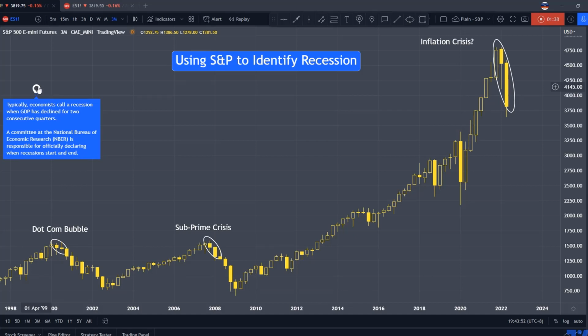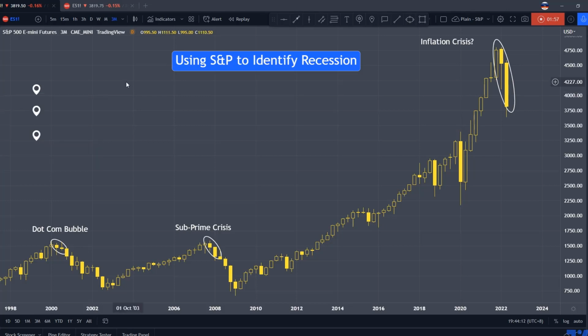But over the years, I felt that this little hack that I use is pretty effective for my investment and trading. I've been using the S&P index quarterly chart to identify if recession is going to kick in.